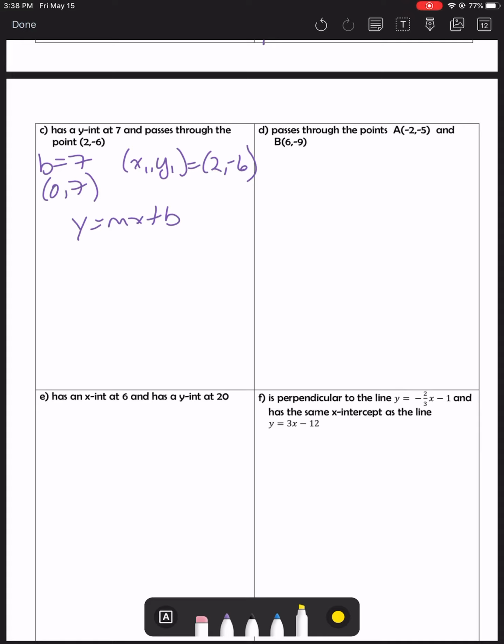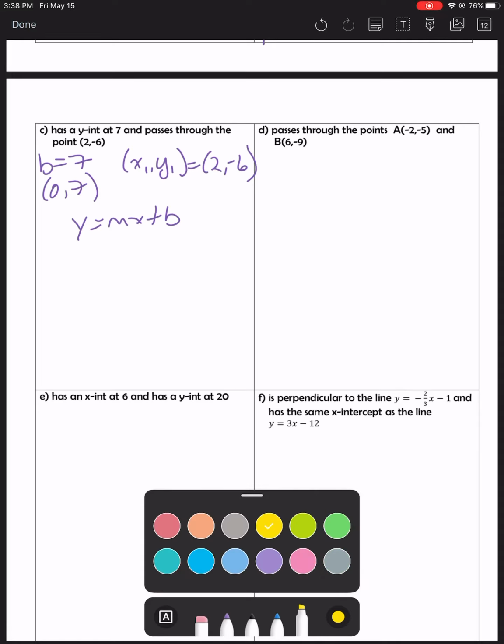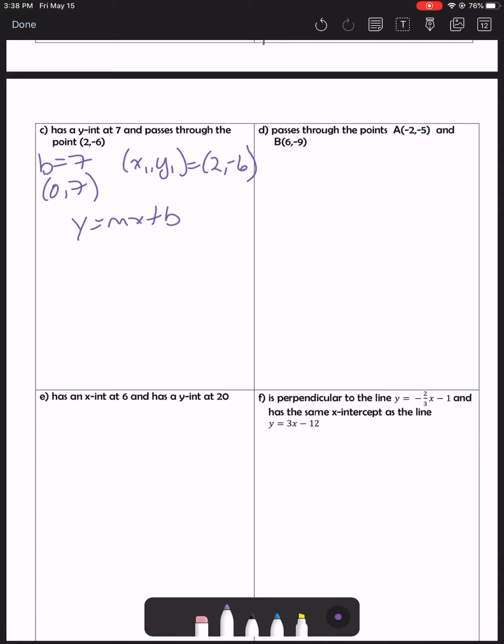Oops, that's not working for me for some reason. I don't know why those aren't working. Oh well.